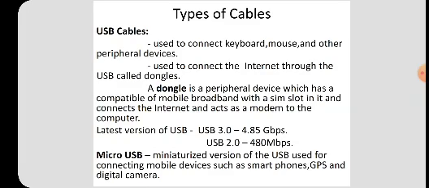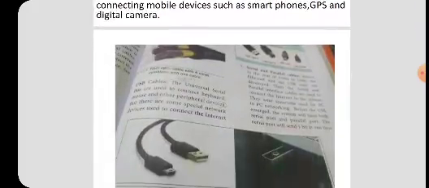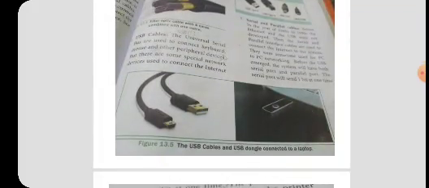See the picture first. In the second picture, that is a dongle. That means it is a special network device used to connect to the internet through the USB. What is a dongle? It is a small peripheral device which is compatible with mobile broadband, has a SIM slot in it, connects to the internet and acts as a modem to the computer. It's just like a modem to the computer.